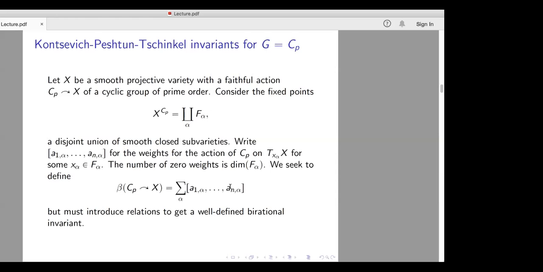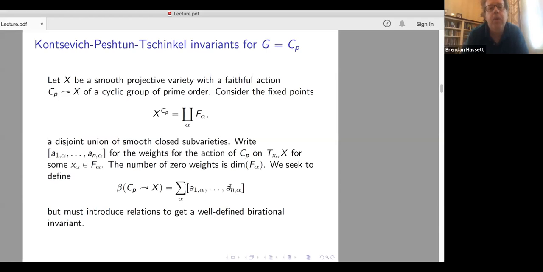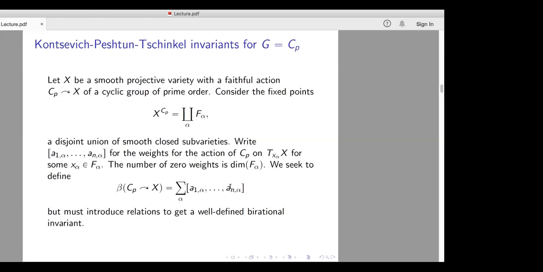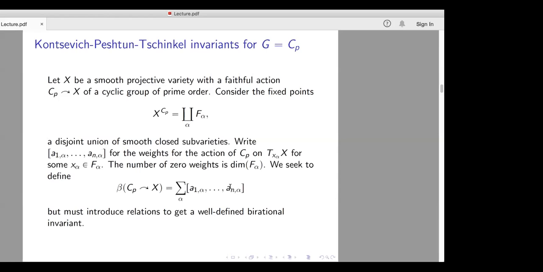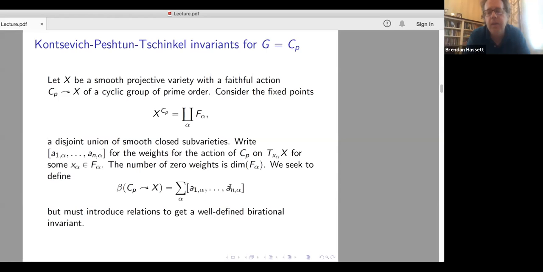Can I ask a question? Please go ahead. When you say weight, what is a weight for you? Are you fixing an identification of CP with the p-th roots of unity, and then thinking of the a's as integers, or what do you mean? So I'm going to come back to this in a moment, but I'm thinking of a homomorphism from CP into Gm. Okay, so each a_i is one of those. Yes, each a_i is a homomorphism from the multiplicative group into Gm. Okay. Are there any other questions?